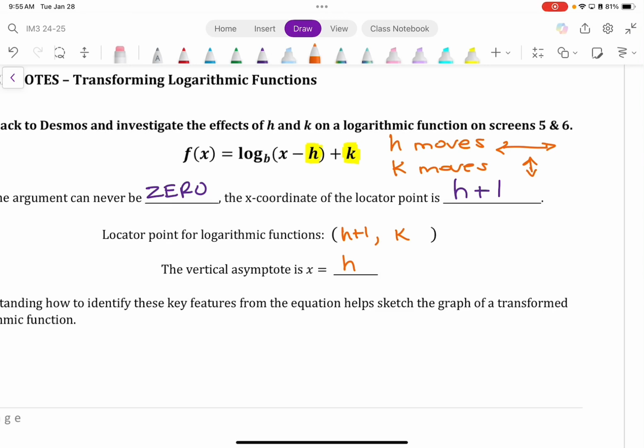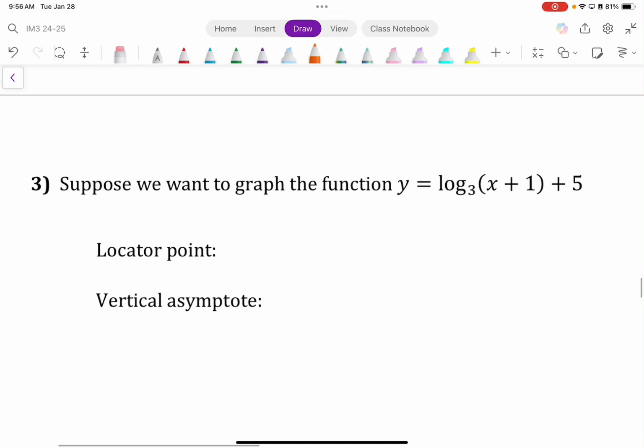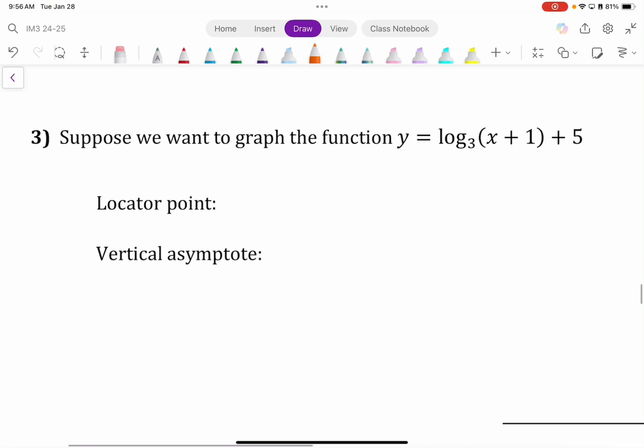So you guys ready for some examples? Let's do it. Suppose we want to graph the function y equals log base 3 of (x plus 1) plus 5. In this case, the steps will be the same. We're just going to add a little bit more. So not only do we want to identify the base value, but now we also want to identify h and k. So let's go ahead and do that right now.